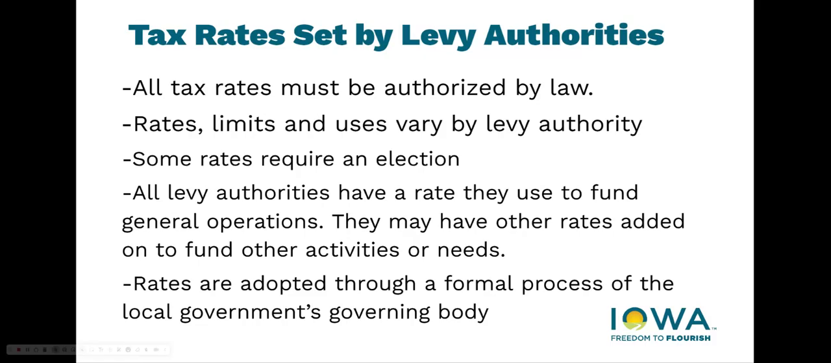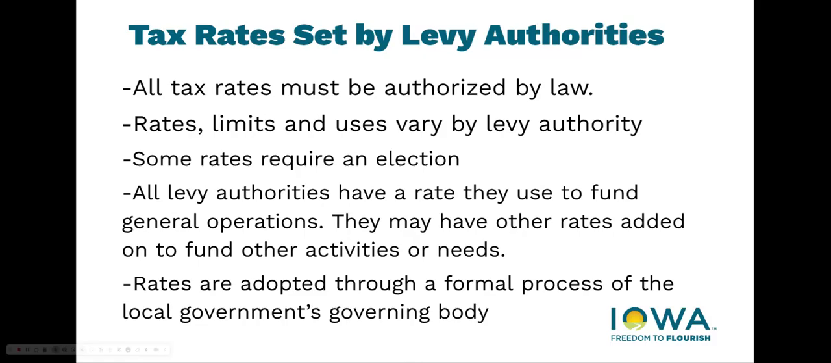Some rates do require an election. For example, there have been some counties that put to the voters that they want to establish a new property tax rate for ambulance service within their county. That is allowed by state law, but it requires an election of the people in order to impose it. All levy authorities have a rate that they use to fund their general operations. So that's pretty universal. But they may or may not have other rates added on to fund, like I said, specific activities or specific needs. But they all have to be established in state law.